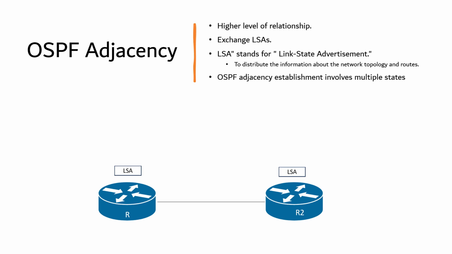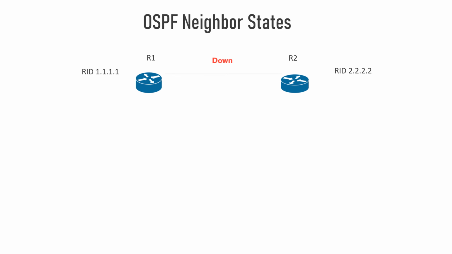Let's discuss OSPF neighbor states. An OSPF router transitions a neighbor through several states before the neighbor is considered fully adjacent. These OSPF neighbor states are crucial for establishing successful communication between routers and determining the best pathways for data transmission. Let's try to understand the OSPF neighbor adjacency process.